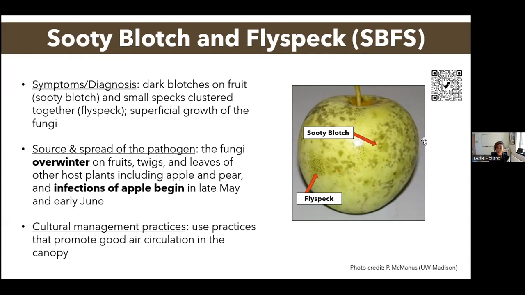These fungi overwinter on fruits, twigs, and leaves of other host plants. And this can include something like, of course, apple, but also pear. And infections typically begin in late May into early June. For the most part, sooty blotch and fly speck is a cosmetic issue. However, it can lower the quality of fruits. So it's still an important issue, but not as destructive as we tend to see with some of the other fruit rots or other fungal diseases. In terms of cultural management, practices, again, that promote good air circulation in the canopy are going to be really critical.